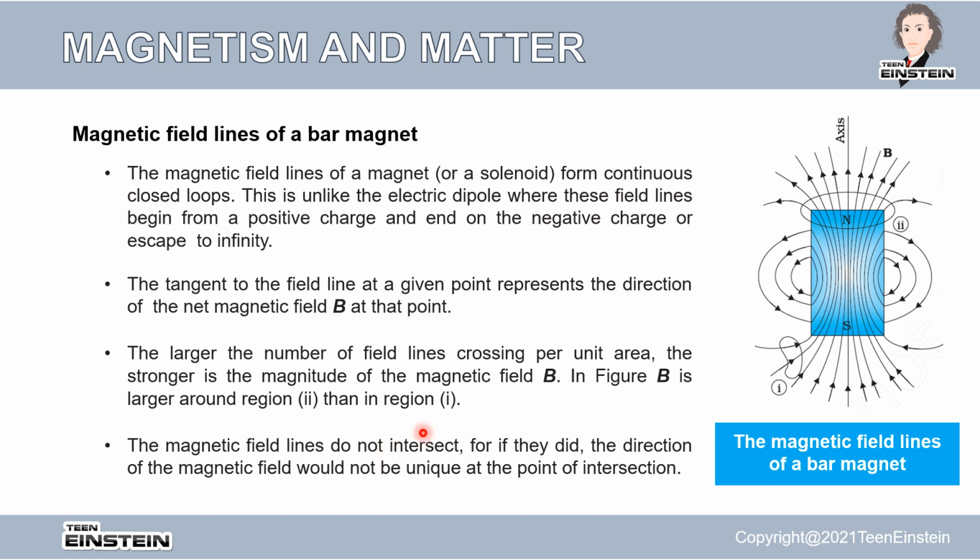So in figure B, based on this principle, we can say that region 2 has more magnetic field lines. So the field is stronger here compared to this area where the field is weaker.